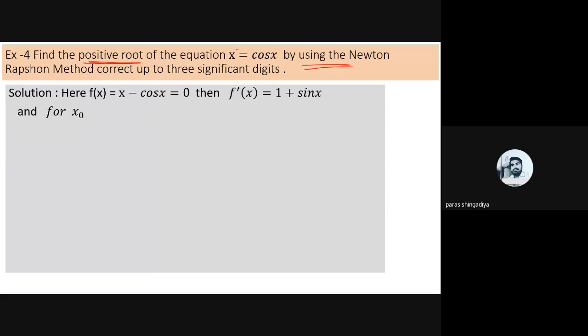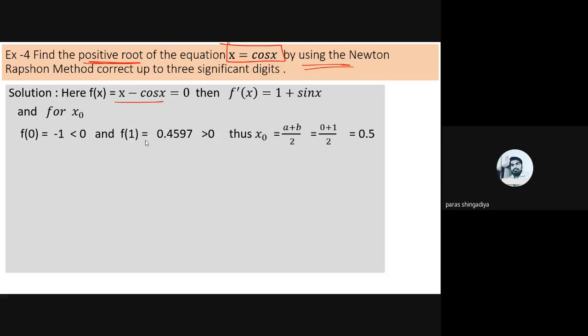So we'll solve the same example by using the Newton-Raphson method. We'll check the answer that we already know, 0.73 something, and check how many iterations are required in the Newton-Raphson method. Then after that we'll compare both methods and find the result: which method is the most effective, which method is suitable to predict the answer fast.